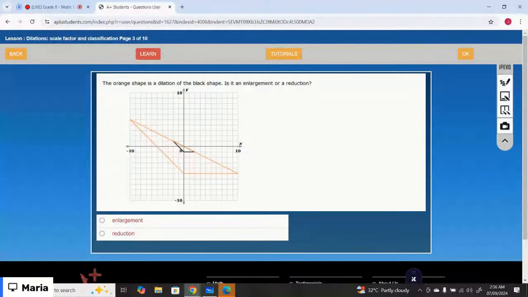The orange shape is the dilated one. So that is the enlargement. The correct option is option number 1, enlargement it is.